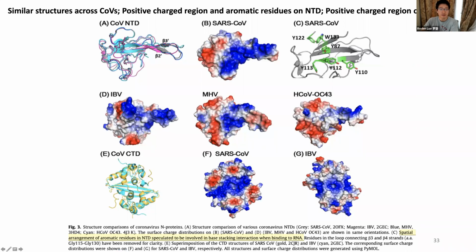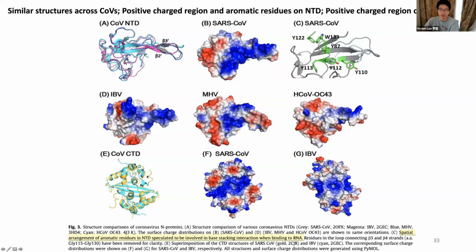This is the structural alignment of different coronaviruses. You can see they are overlapped. They are highly overlapped. So the structure is very similar to each other, and it also shows the positive charged region on the N-terminal domain. I forgot if I have talked about that before, but if not, it will be in some of the following papers. The structure of N protein has another positive charge pocket, and the aromatic residues that help to protect the bases.